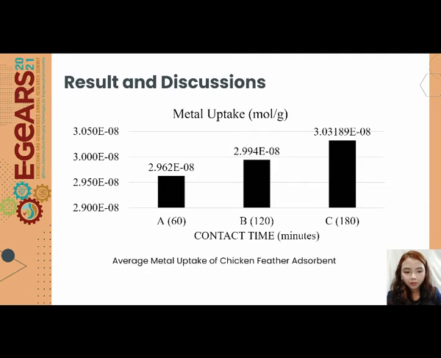Metal uptake is plotted in this figure, indicating the concentration of adsorbed mercury metal ion per gram of adsorbent for each contact time observed, and the results for average metal uptake also exhibited an increase as contact time increased.